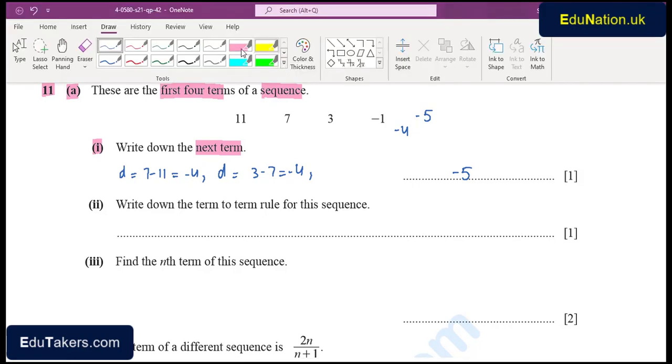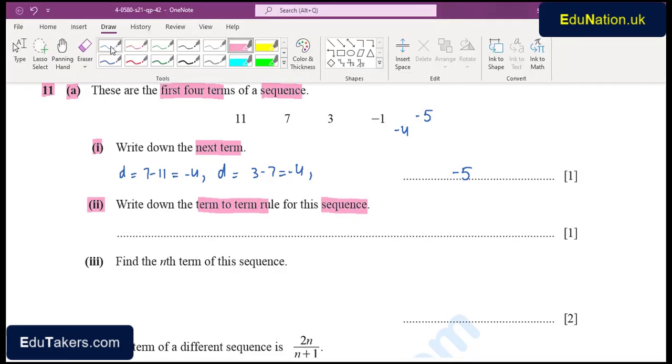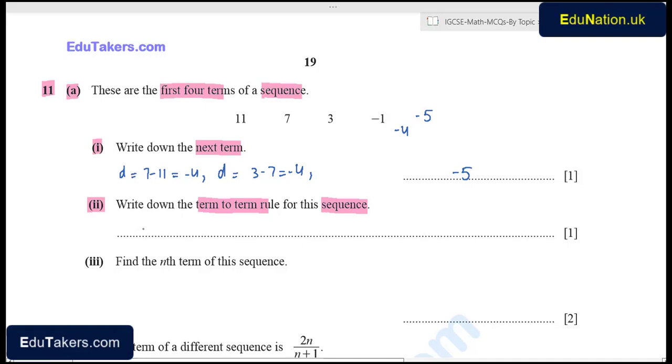And its second part is write down the term to term rule for this sequence. And the term to term rule for this sequence is subtract 4.